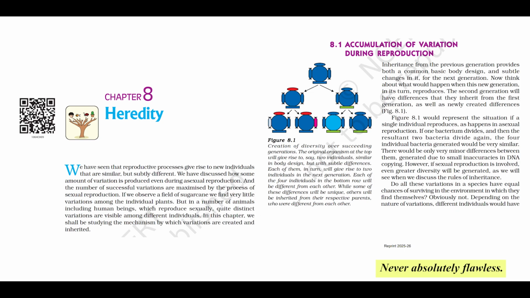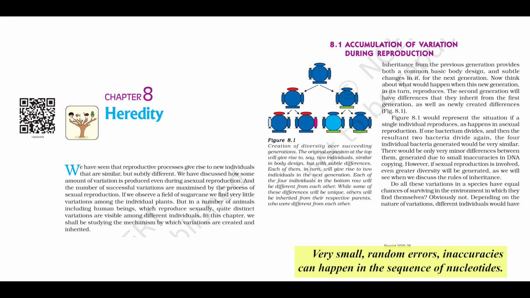Never absolutely flawless. Think about making photocopies. If you copy a copy, then copy that copy again and again, eventually, tiny flaws appear, right? Little smudges, maybe faded bits. It's similar with DNA replication during cell division. Very small, random errors, inaccuracies can happen in the sequence of nucleotides. These tiny, spontaneous changes in the DNA sequence cause subtle differences in the daughter cells.